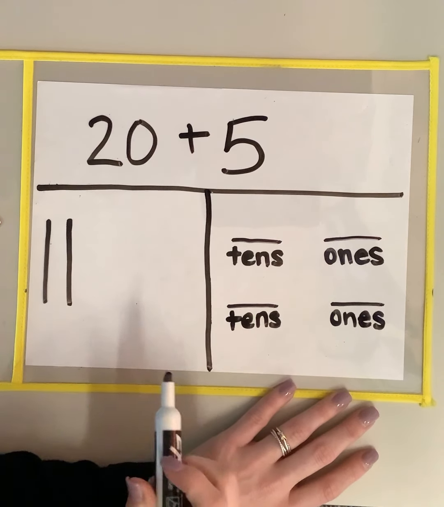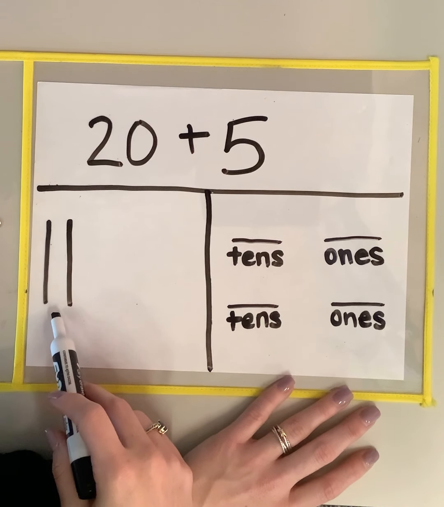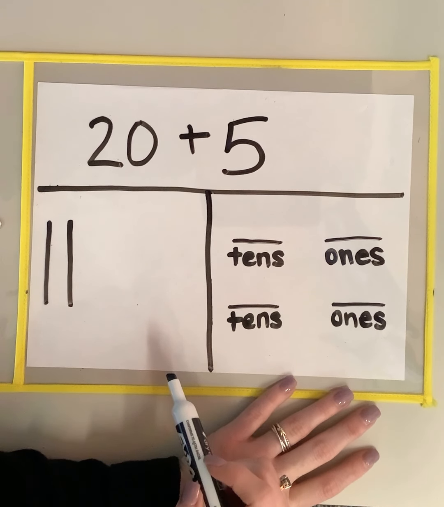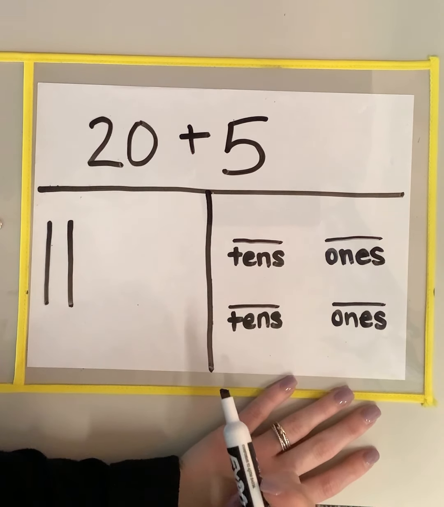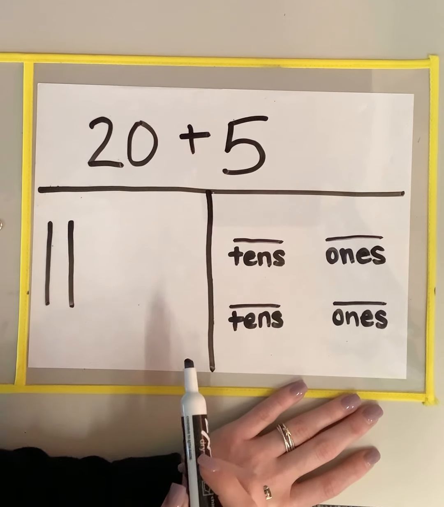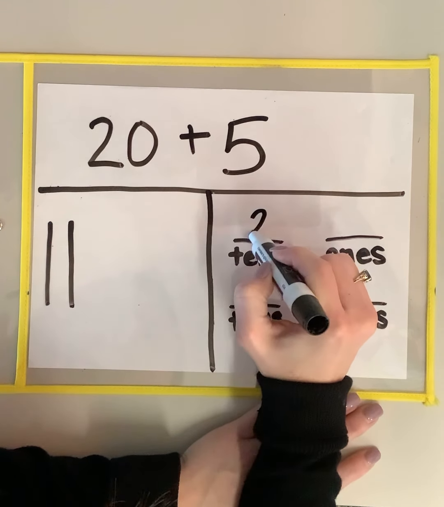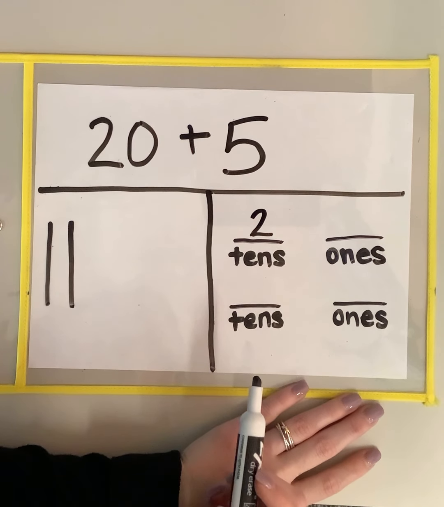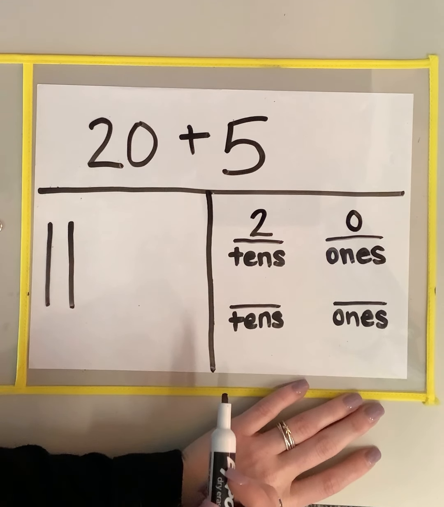Okay, so we start with 20 and we have drawn our representation of 20 in base 10 blocks. Now we need to write 20 on our place value lines. When I have 20 of something, how many tens do I have for the number 20? That's right, I have 2. And how many ones do I have in the number 20? That's right, 0. 2 in the tens, 0 in the ones.